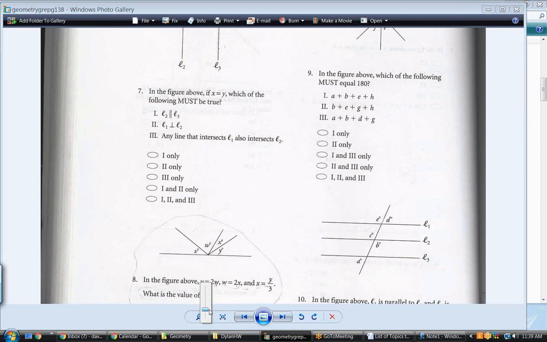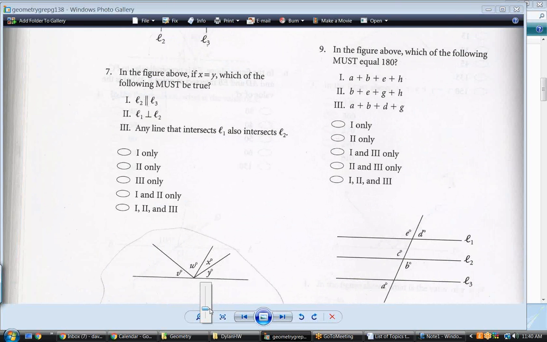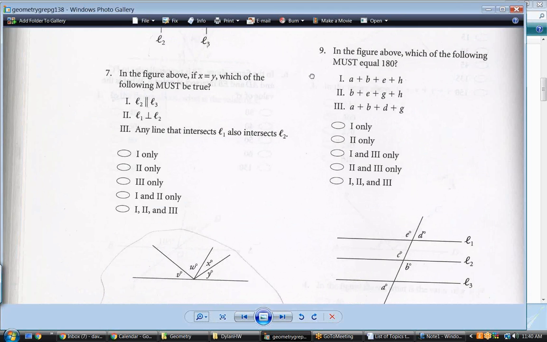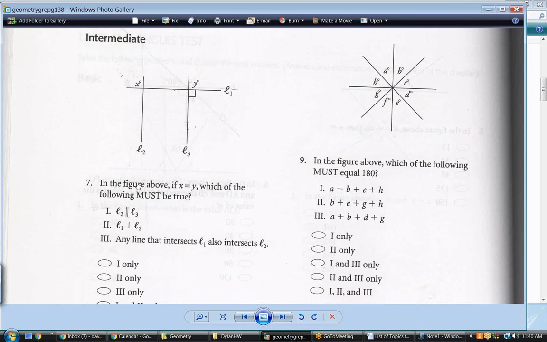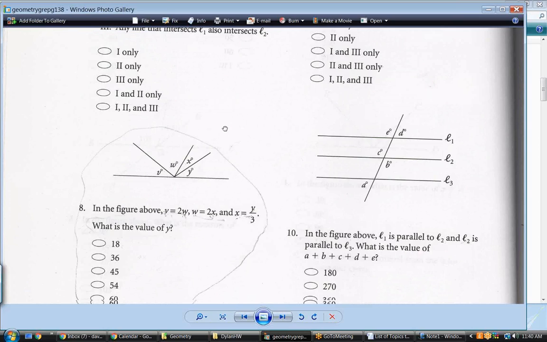Don't be shocked if you get more than 2 pages for homework, because some of these only have 2 questions on them. Yeah, exactly. Don't worry.